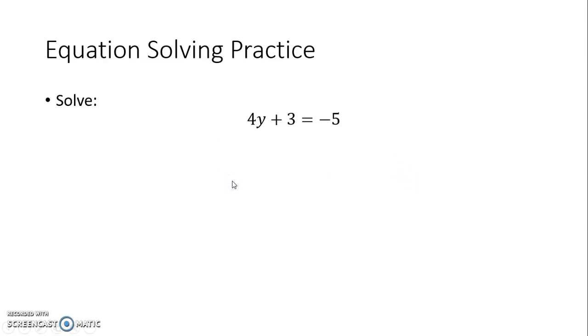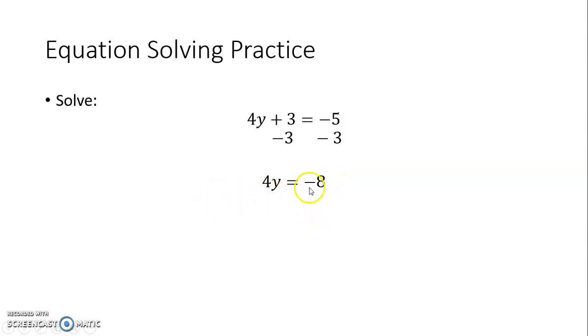We'll just do a quick example. Let's solve 4y plus 3 equals negative 5. So we know we want to get y by itself, and we've got 3 added to this side, so let's take 3 away from both sides. Let's subtract 3 on both sides. So this 3 is going to cancel with that negative 3, and we have negative 5 minus 3. That gives us negative 8, so we have negative 8 equals 4y.